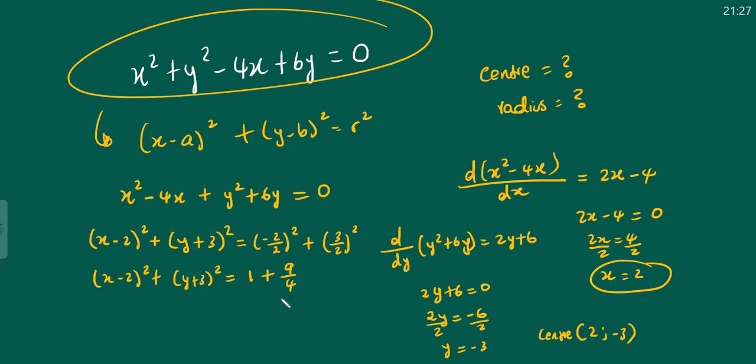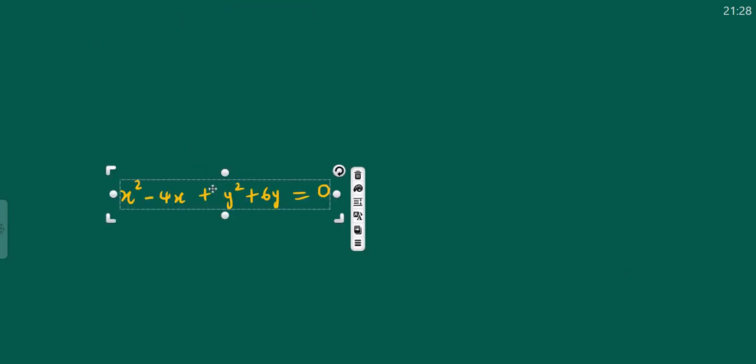13 over 4. For the radius, I don't remember what he said. Let's leave his method, but his method is very good for finding the center. Finding the center is very, very easy with his method. I just wanted to share that with you. Otherwise, you know that you have to complete the square.